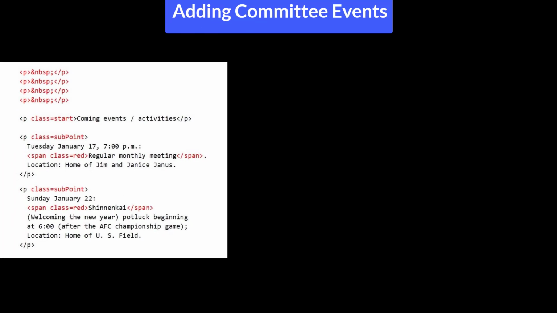We insert 4 blank lines, and on the coming events activities we add a class equals start, and on the actual activity of the events we add a class equals subpoint. Also, in each of the events we add a span with class equals red around the title or name of the activity. And then we have to add 2 rules to our style sheet.